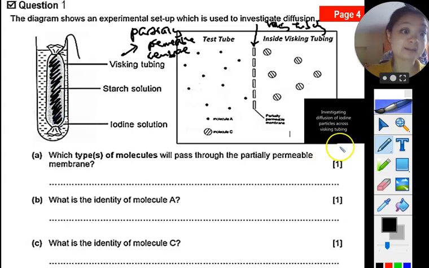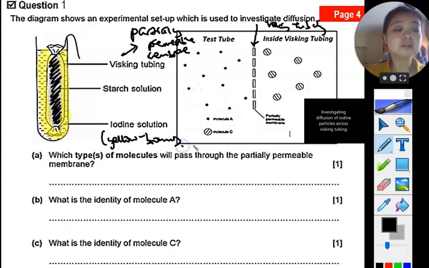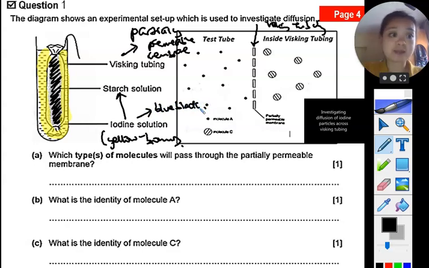Iodine is a chemical reagent, and I'm going to use yellow color to represent it. It is actually outside the Visking tubing. Now, the original color of iodine is yellow-brown. You will see a video later. When iodine comes into contact with starch, that means if starch is present and iodine is present, iodine will turn blue-black. If iodine remains yellow-brown, that means starch didn't react with it.